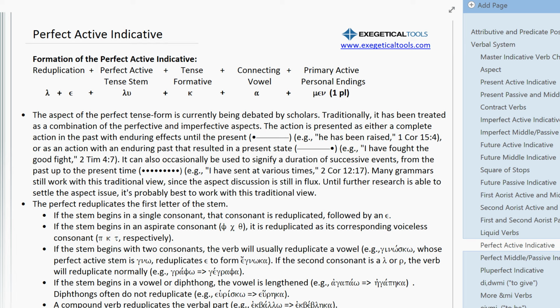So there are 5 constituent parts here for the perfect active indicative. First of all, there's the reduplication. We'll talk about that. It's usually that first consonant of the stem reduplicated and then an epsilon put after it. So for luo, you get leluka. And then you get the perfect active tense stem, which is kind of its own stem. The perfect active is the fourth principal part. The perfect middle or passive form is the 5th principal part.